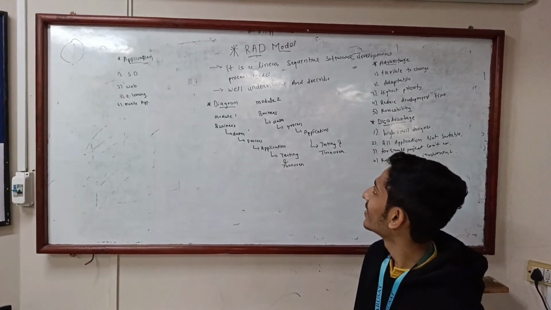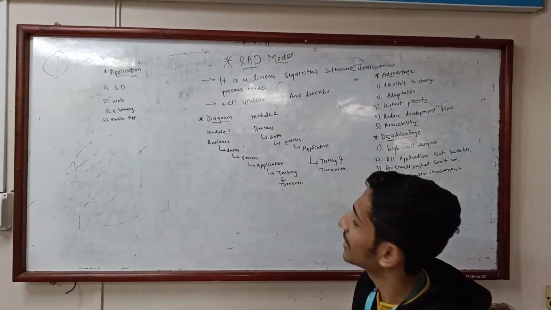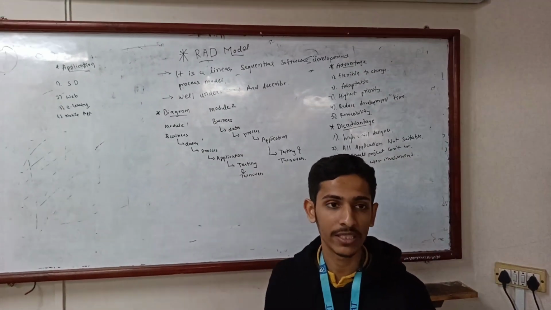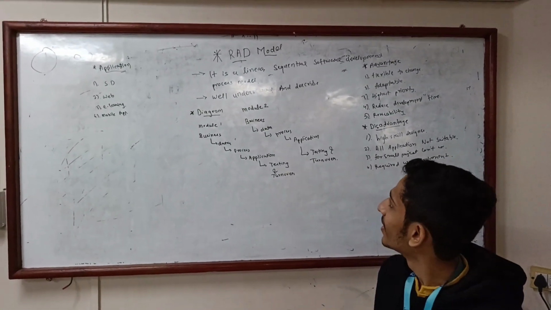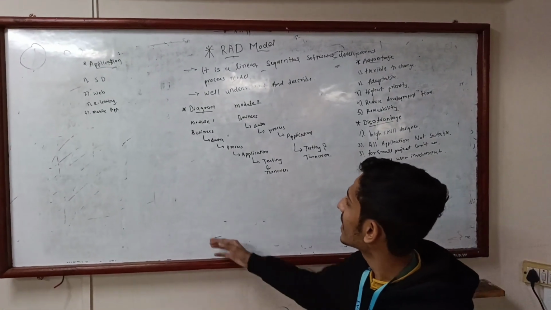I am going to talk about the RAD model. RAD stands for Rapid Application Development. It is a linear and sequential software model. It is best suited for projects in which the requirements are well understood and described. So its diagram is like this.